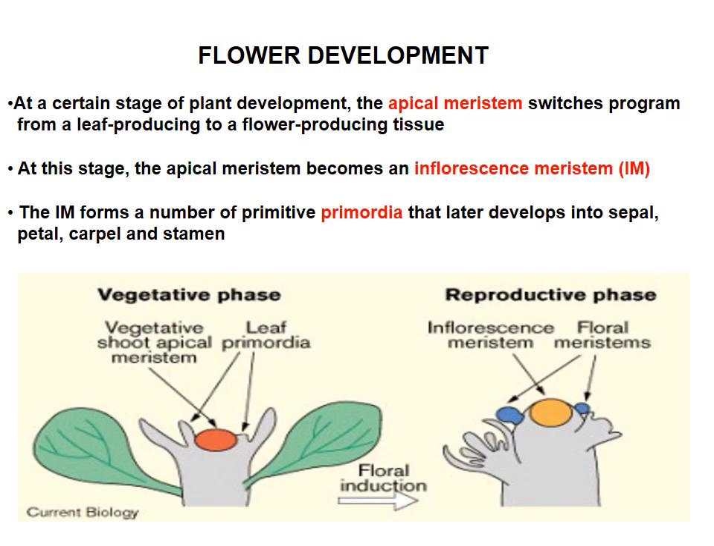Flower development. At a certain stage of plant development, the apical meristem switches program from a leaf producing to a flower producing tissue. At this stage, the apical meristem becomes an inflorescence meristem. The inflorescence meristem forms a number of primordia that later develop into sepals, petals, carpels and stamens.